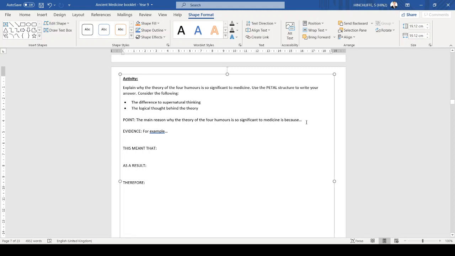The first bit, the main reason why the theory of the four humours is so significant in medicine is because, and I'm going to say, of its logical ideas. That's my main point. I'm not going to do all this for you. But, for example, to make that link.